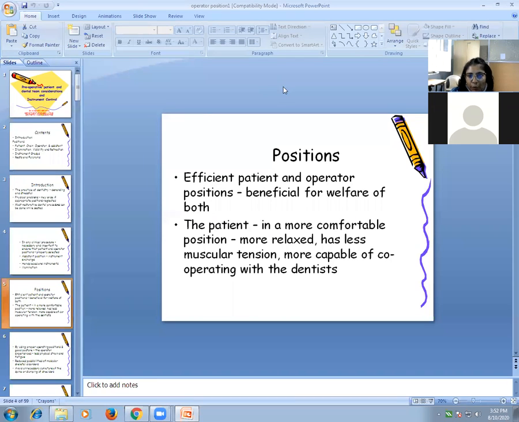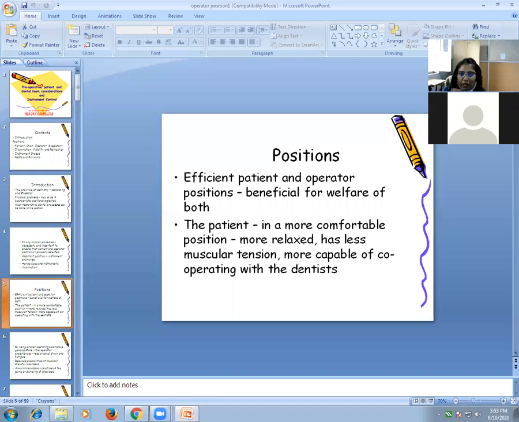So coming to the first point of position, efficient patient and operator positions benefit both the welfare of the patient and the dentist. If the patient is in a more comfortable position, when the patient is more relaxed during the treatment, he has less muscular tension, and he or she is more capable of cooperating. If the patient is not in a proper position, he might not cooperate with you during the entire dental treatment. He might move here and there, and this might disturb you.